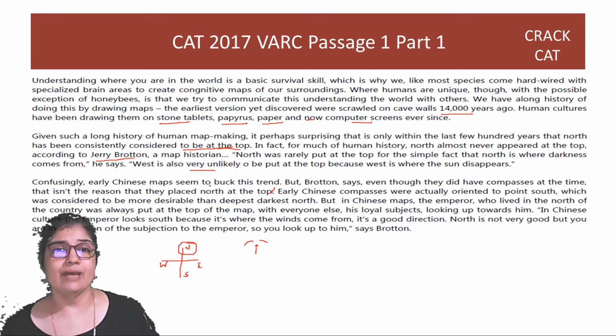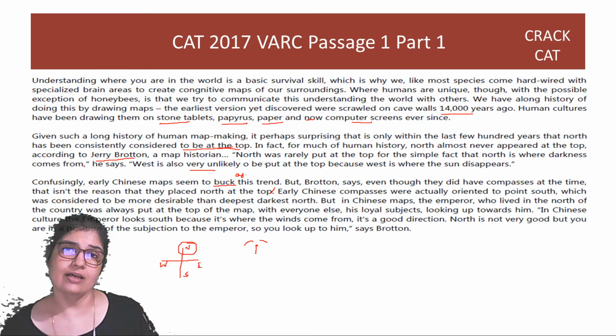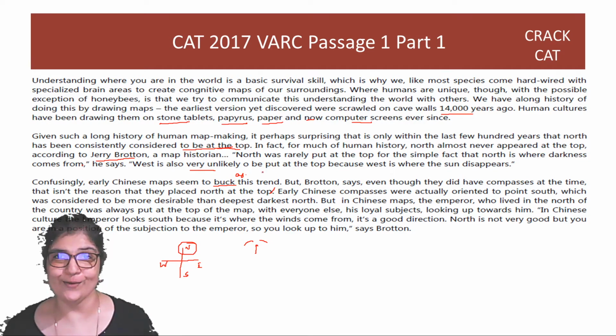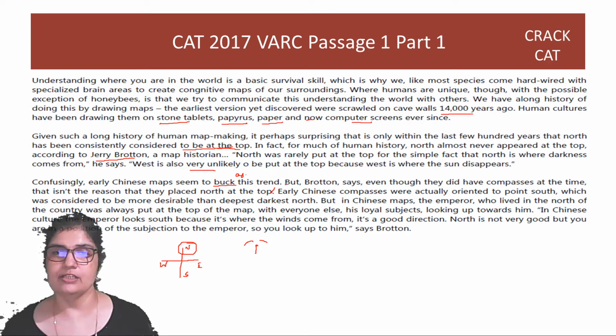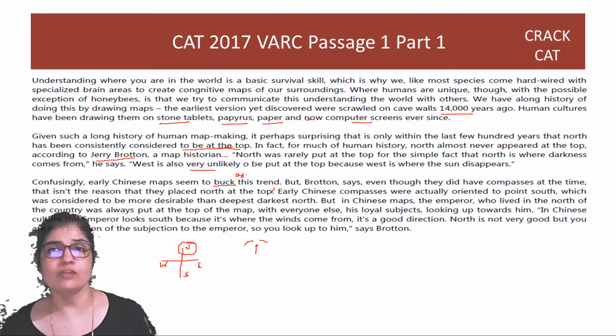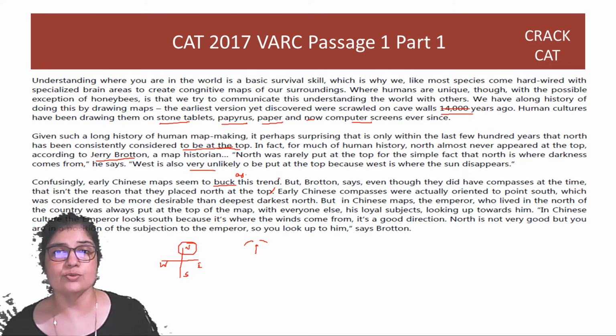Early Chinese maps buck this trend. They go against this trend, which means early Chinese went against not having north on the top, which means they had north at the top. So we should do this, guys, while we are reading. It's important to follow the trend of logic, right? Don't focus so much on facts. As I keep saying, it's 14,000, 12,000, 10,000, it doesn't matter, correct? Stone tablets, this is obvious. Don't focus on facts. Focus on where the author is going.